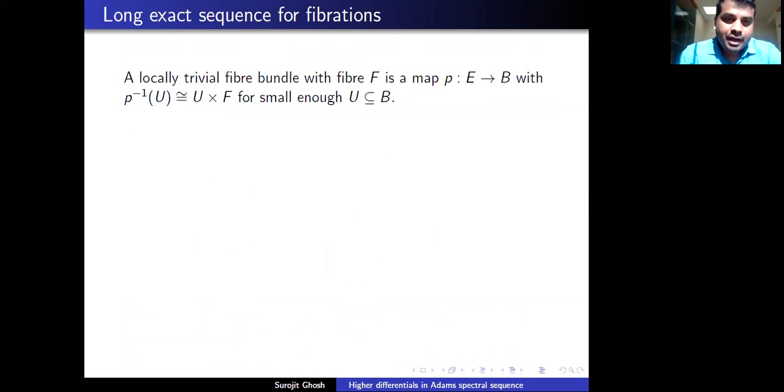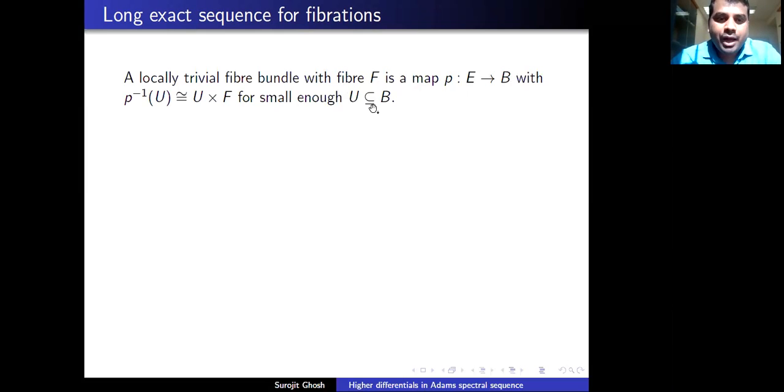A fiber bundle is a continuous map which looks like a product map on certain specific open sets which cover your base space B. It is some kind of generalization of a product map, a twisted product map, with some twist. If you take a point in B, the pullback under this map is called the fiber of this map, and this fiber is denoted by F.